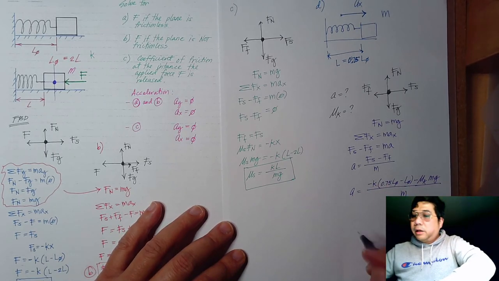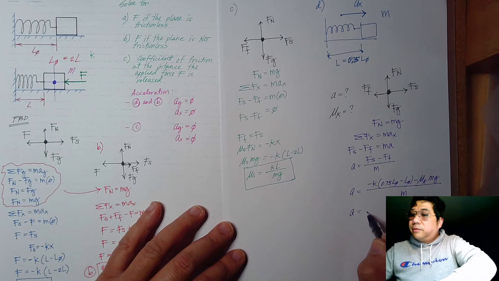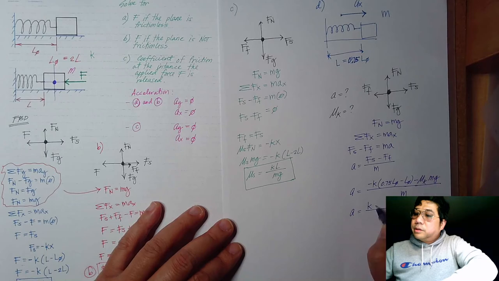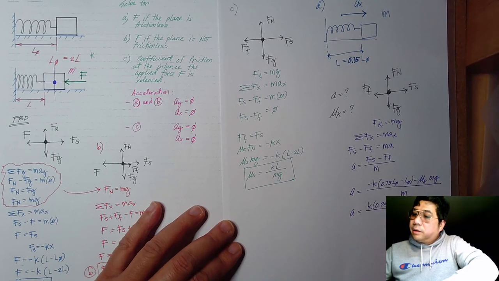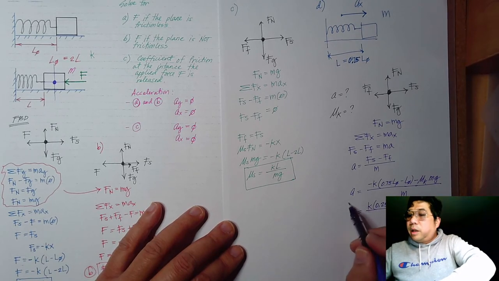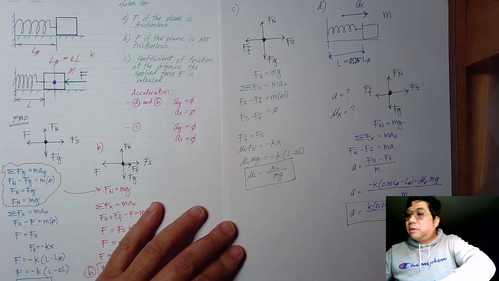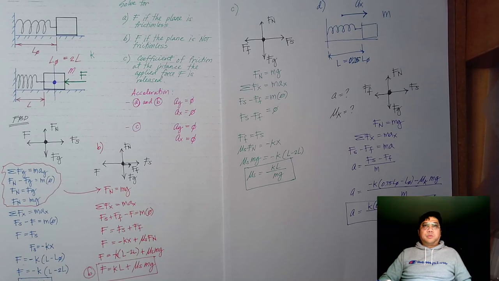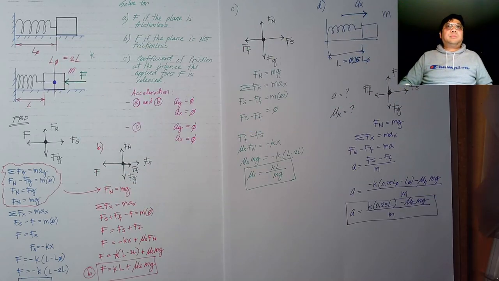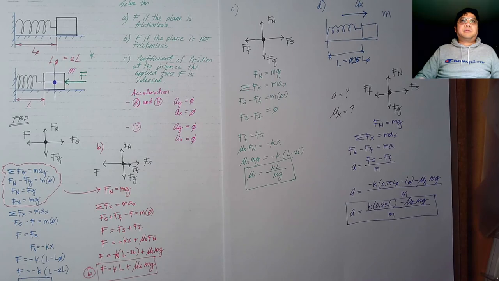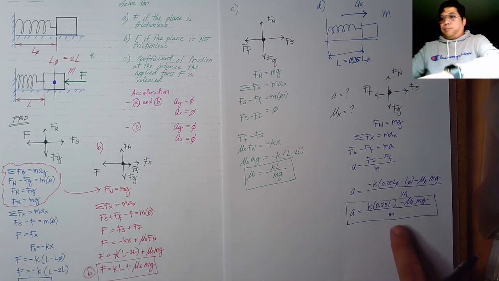Okay, so let's just clean it up and organize it. You have positive k, and this will give us 0.25 L minus mu k mg over m. So this will be our solution for acceleration. Just in case, oops, I did miss to move my picture or my screen with my video. Okay. So there you go. So we have it here.